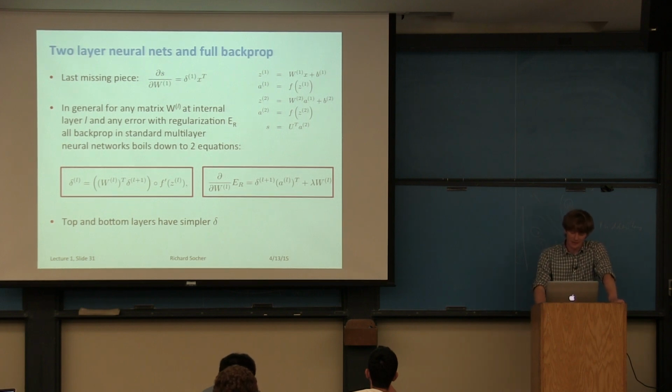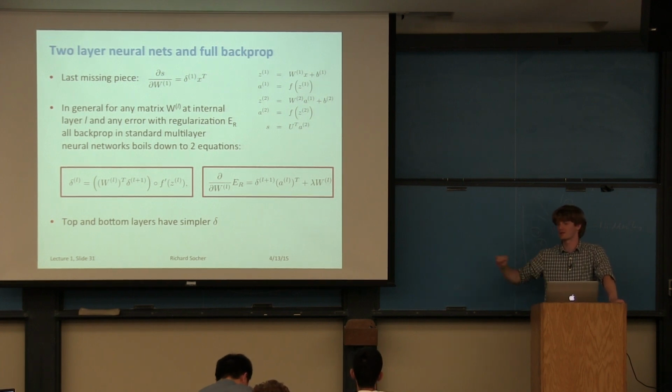And as we've seen, the top and the bottom layers might have simpler delta messages because there's no derivatives. X is just applied as is, and the top is just a linear layer, and that's simpler too. Or the softmax, in which case you just have y_i minus your target times your activations.